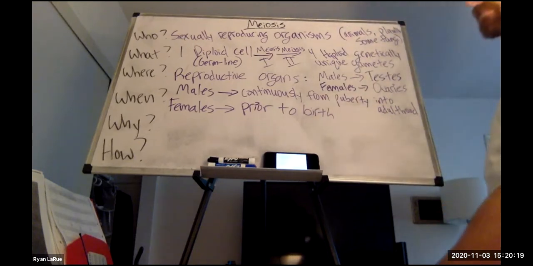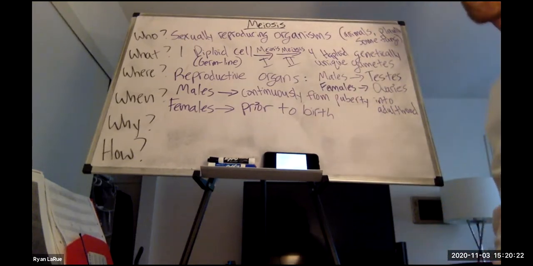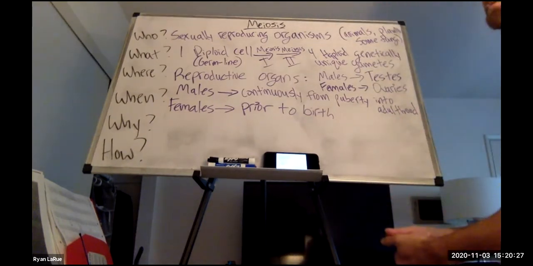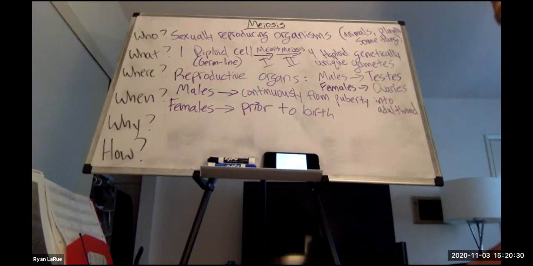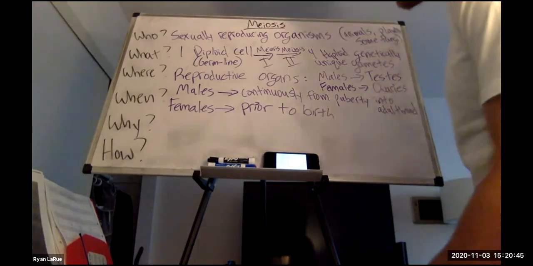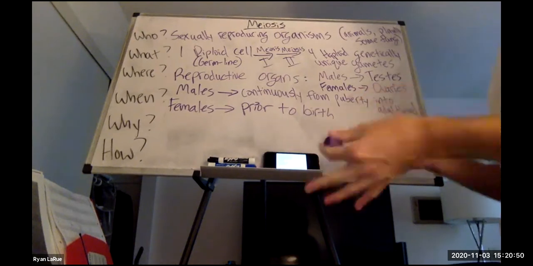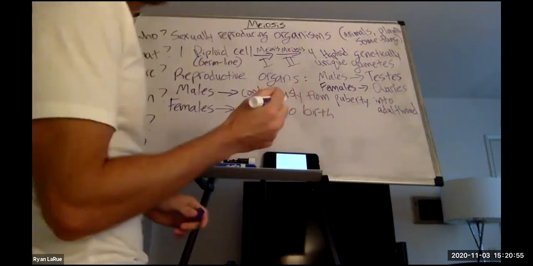The why. So we went into some depth about why we do mitosis, right? Growth and development of an organism, repair and regeneration, asexual reproduction. The why for meiosis, I would argue, is as important, if not more, than mitosis, and I will tell you why. Well, the why is to create these genetically unique gametes and thus genetically unique organisms.